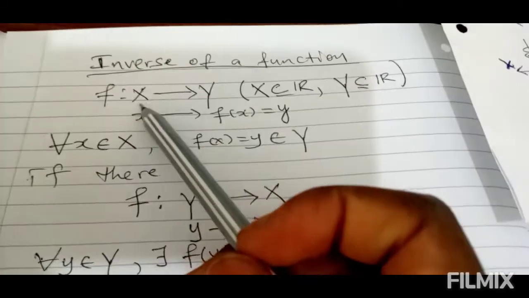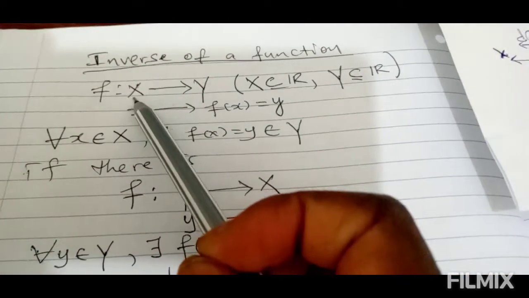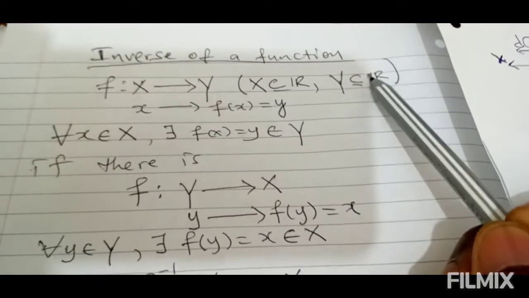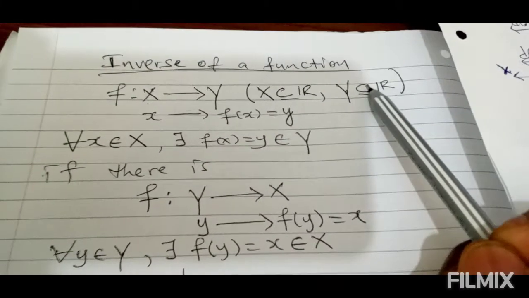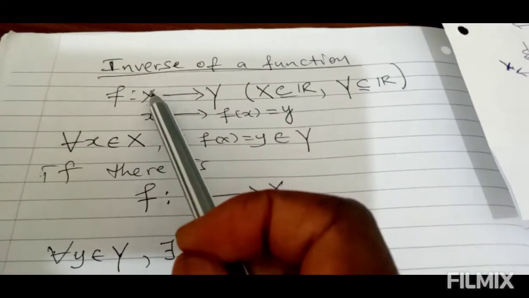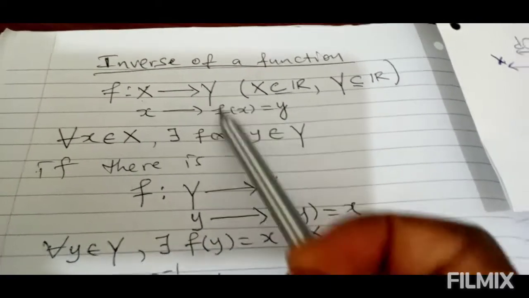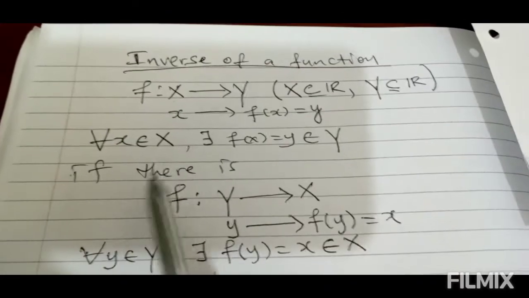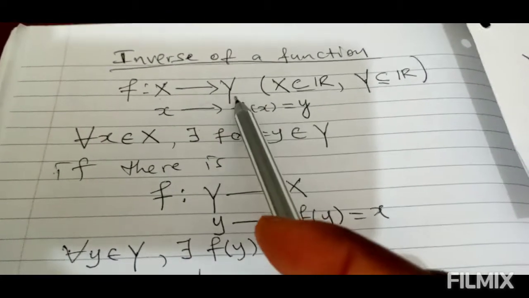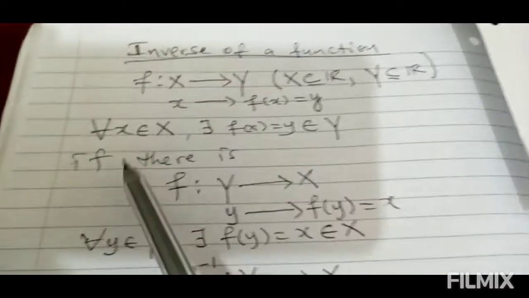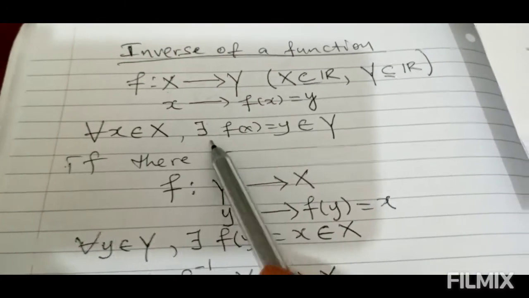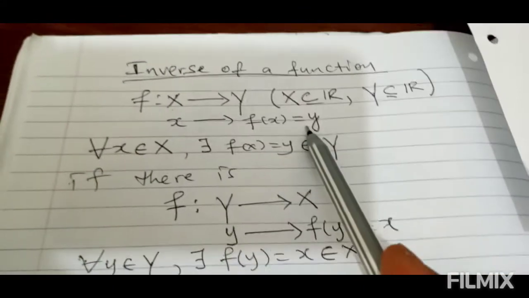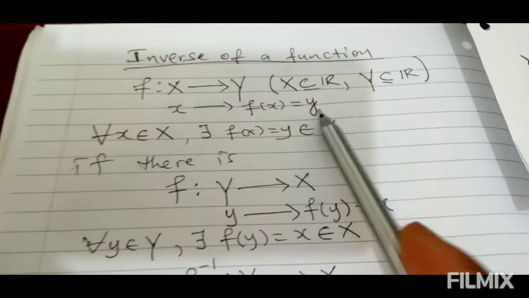If the function is defined from capital X to capital Y, where X is a subset of R and Y is a subset of R, these are subsets of real numbers. Every x you pick from X gives you f of x equal to y, which is a member of capital Y. So for every x you take, you expect to have an image in Y. So for every x, a member of X, there exists f of x equal to y, a member of Y. This is the definition of a function, okay?